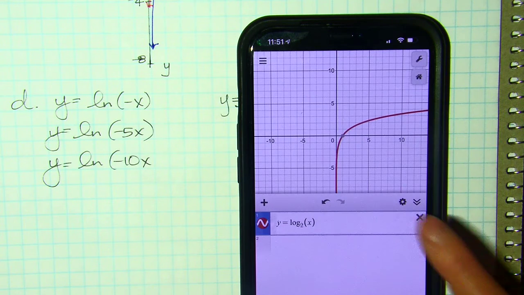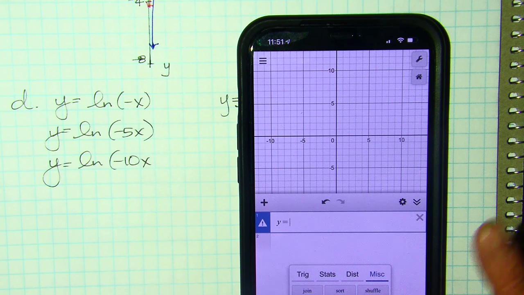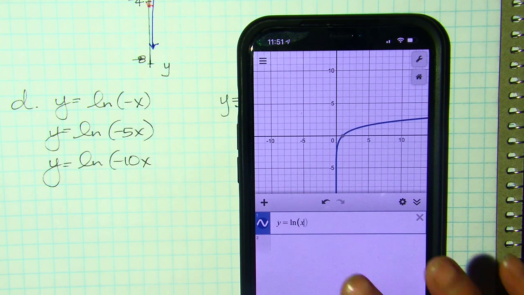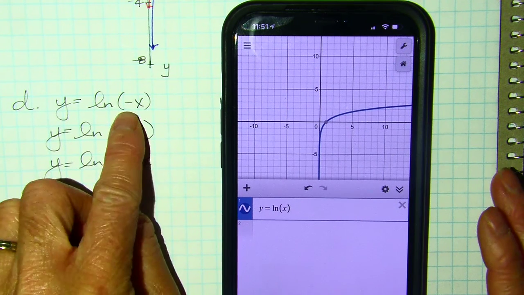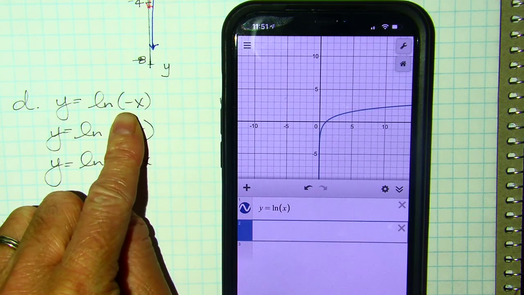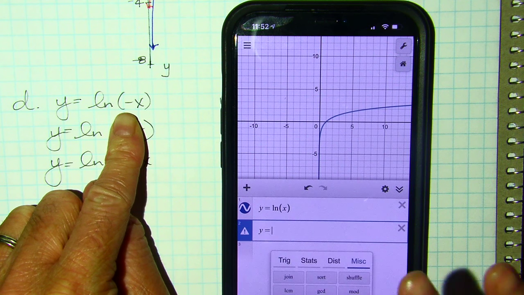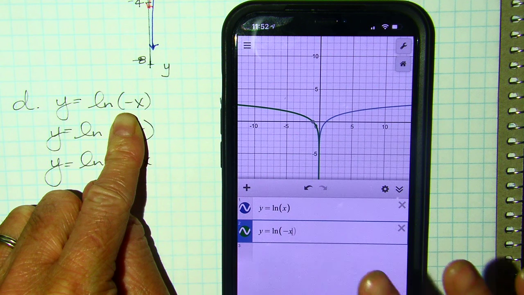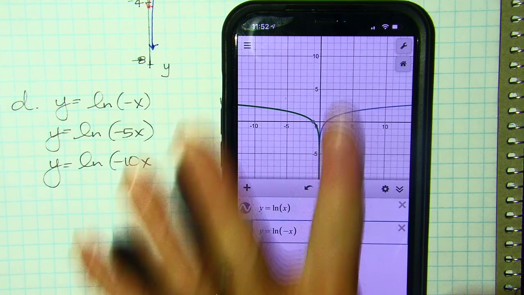So if I have y equals, under miscellaneous, the natural log of x. So what happens to this when I put a negative inside? So I'm going to do the next one, y equals the natural log of negative x. Okay, so notice what this one did. It reflected it across the y-axis.